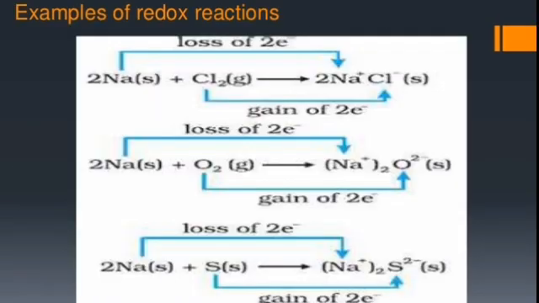For example, we have sodium plus chlorine gives sodium chloride. Here sodium loses electrons while chlorine gains electrons. So sodium is oxidized while chlorine gets reduced. Similarly, sodium plus oxygen gives sodium oxide. Here sodium loses electrons, that is, it gets oxidized, and oxygen gains electrons, so it gets reduced. So these reactions are redox reactions.